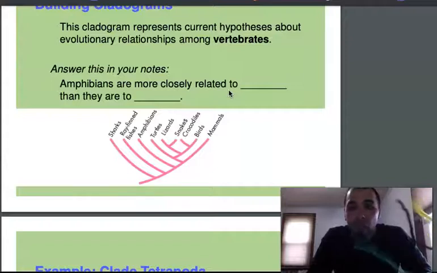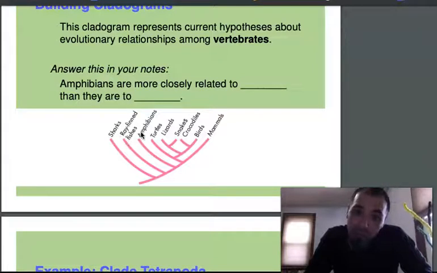The cladogram represents the current hypothesis about evolutionary relationships among vertebrates. We've got sharks, rays, amphibians, turtles, lizards, snakes, crocodiles, birds, mammals. Amphibians are more closely related to the fish than they are to the turtles. They tend to be more closely related to what's below them, not above. Crocodiles and birds share the most recent common ancestor. Lizards and snakes have a more recent common ancestor. But for the amphibians, down here is their most recent common ancestor between the fish and the amphibians.